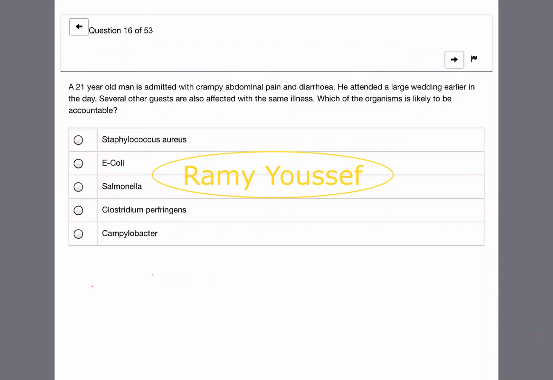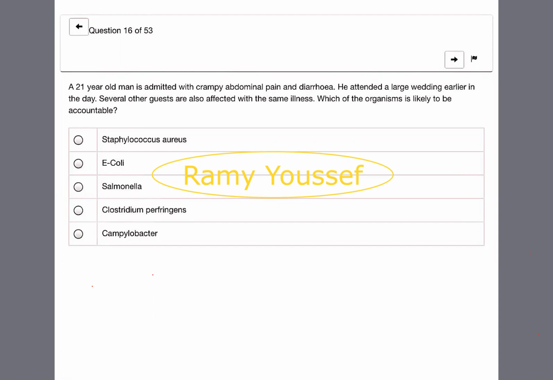A 21-year-old man is admitted with crampy abdominal pain and diarrhea. He attended a large wedding earlier in the day. Several other guests are also affected with the same illness. Which organism is likely to be accountable? Staphylococcus aureus, E. coli, Salmonella, Clostridium perfringens, Campylobacter.